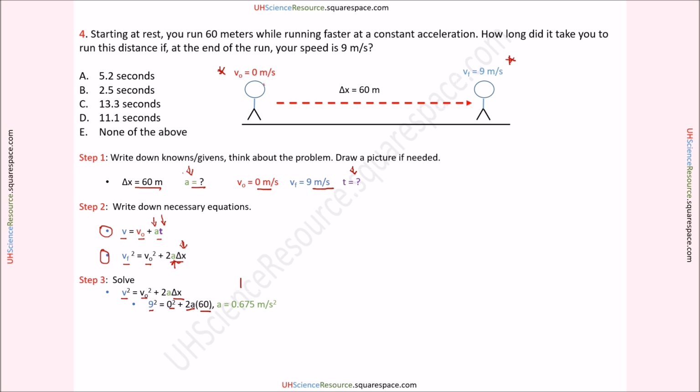If we do that, we can solve for the acceleration, and it comes out to 0.675 meters per second squared. Now that we have the acceleration, we can plug that into our first equation to figure out the time. If we do that, we plug in our final velocity again as 9, our initial velocity is 0, our acceleration is what we just found, 0.675, and we can solve for time, and that should be 13.3 seconds. If we look at our answer choices, that's going to be answer choice C as our correct answer.